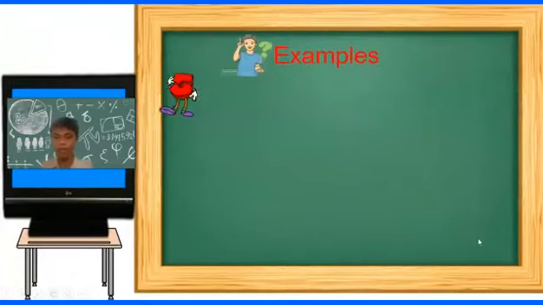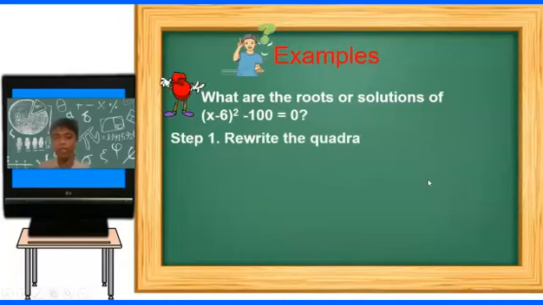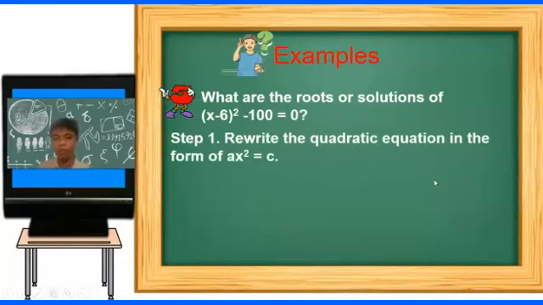Example number 5. What are the roots or solutions of quantity x minus 6 squared minus 100 is equal to 0? So dito, mapapansin nyo, meron tayong square of binomial. Pero hindi natin isisimplify yan. Step 1, rewrite the quadratic equation in the form of ax squared is equal to c. Dito pa lang, ma-identify mo na nasan yung constant term. Alam na natin yon, which is negative 100. Pero yung ax squared, hindi natin agad makita kasi nakalagay as a square of binomial.